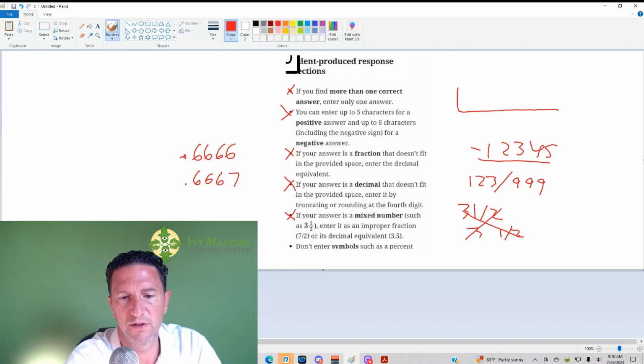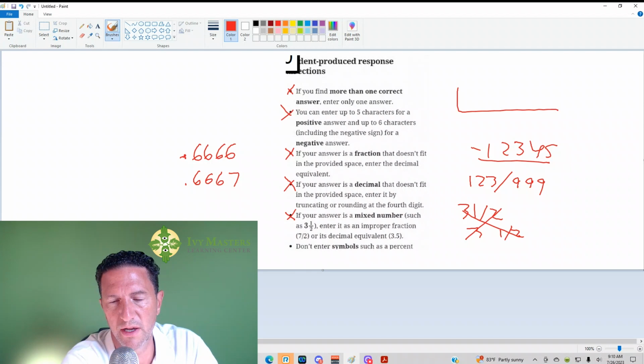And then don't enter symbols such as percent. So don't enter 50%. 50% as a decimal is 0.5, so you just bubble in 0.5.